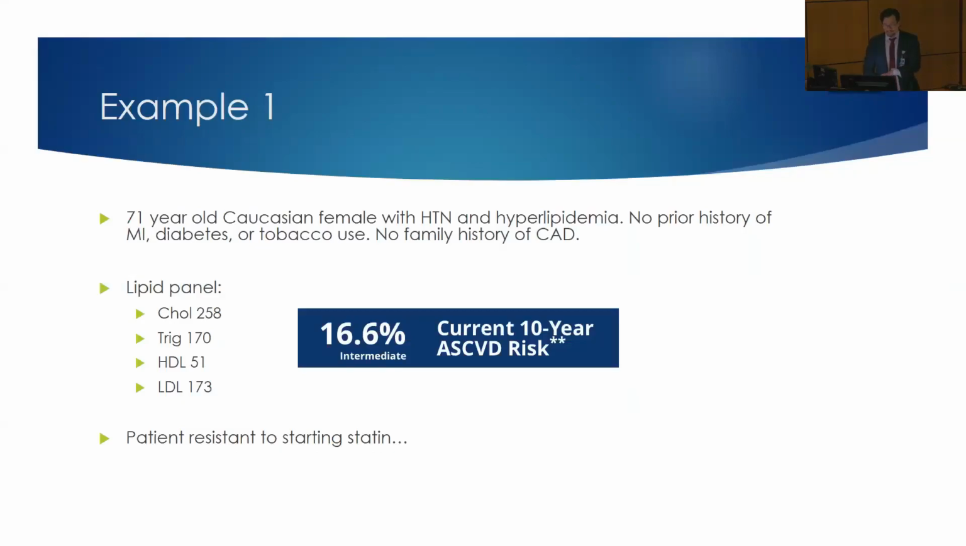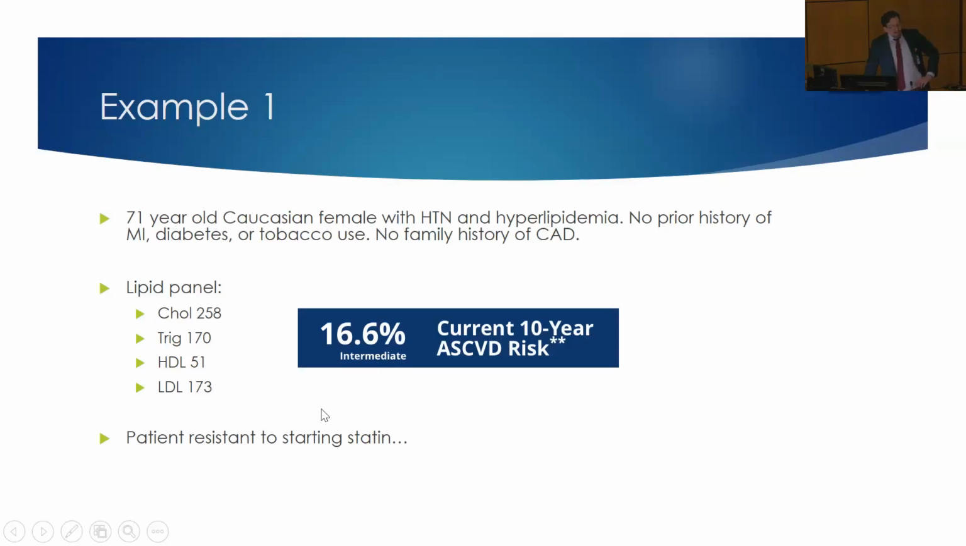Okay, another example. A 71-year-old Caucasian female with hypertension and high cholesterol, no prior history of heart attack, diabetes, or tobacco use, and no family history of coronary disease. Her LDL is 173, but her HDL, the good cholesterol, is high as well, so that's kind of protective. But when you plug her risk factor profile into that calculator, she falls into an intermediate risk category, with a 16.6% risk of an event in the next 10 years.